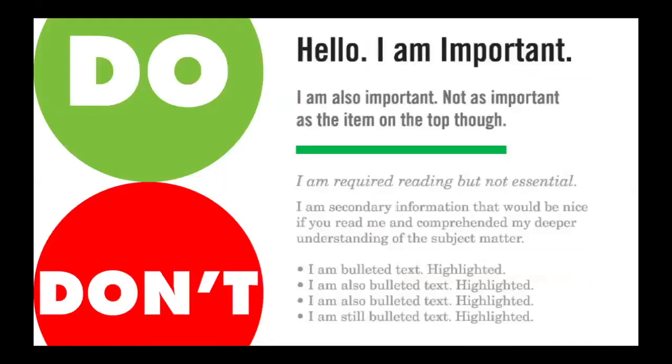So let's do some do's and don'ts. So here again is hierarchy. This is a really good way to illustrate hierarchy. So hello, I'm important. I'm also important, but not as important as the one on top, because the one on top is the hook. And then you can read me, but I'm not essential. I'm secondary information, and it'll get you deeper in the understanding of the subject, and then some bullet points. That's really hierarchy in a nutshell.